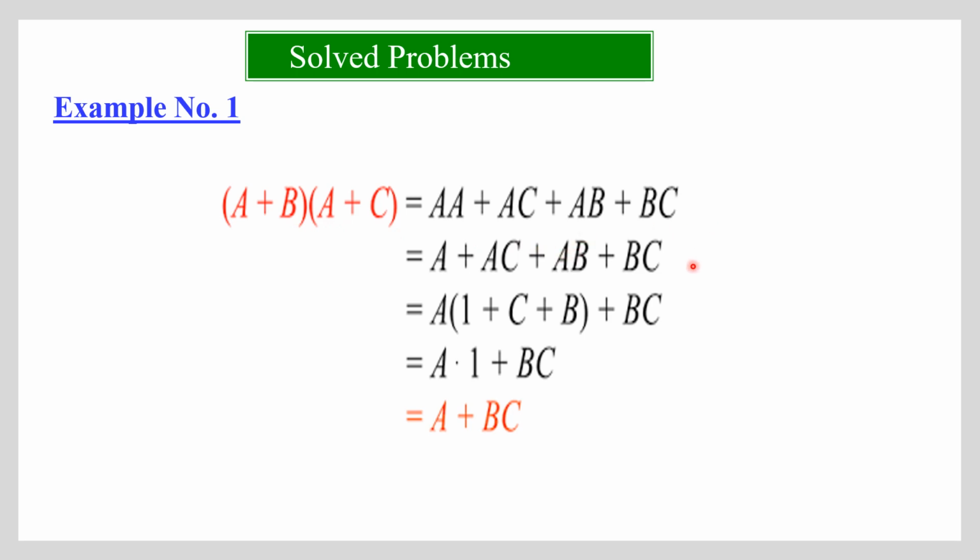Now here a into a is a, we have seen, ac plus ab plus bc. So again I can take a common here, a common, 1 plus c plus b, plus bc. And what is 1 plus c? 1. Again 1 plus b is 1, so a into 1 plus bc. So a into 1 is nothing but a, plus bc. So we have simplified that a plus b and a plus c is nothing but a plus bc.